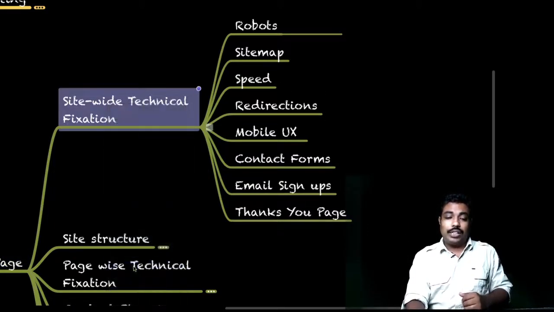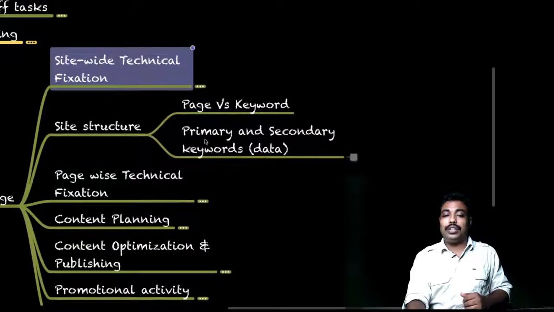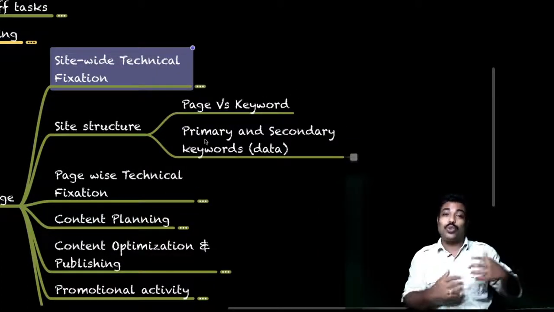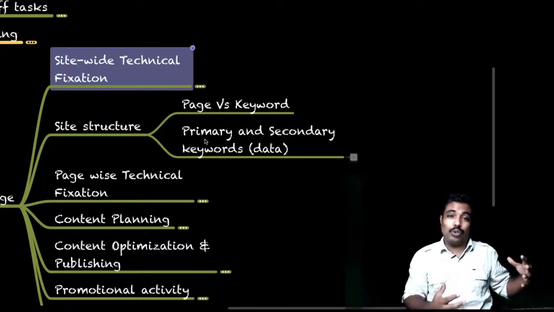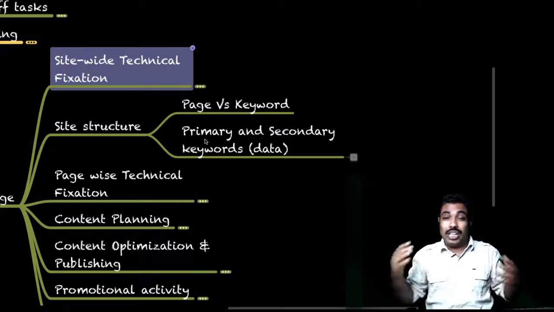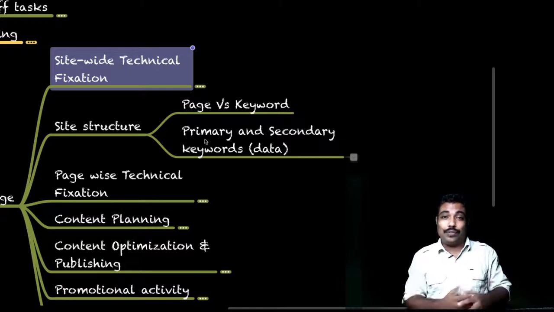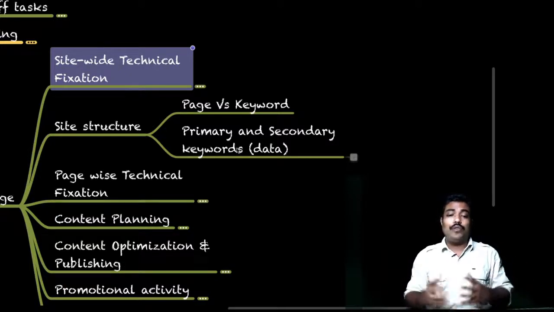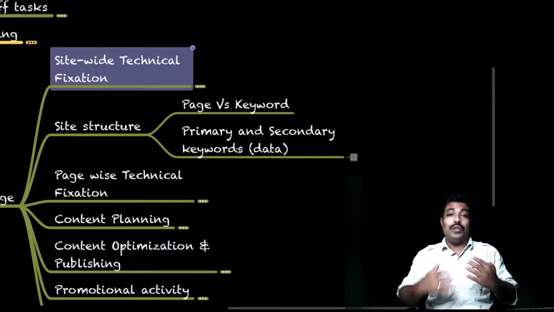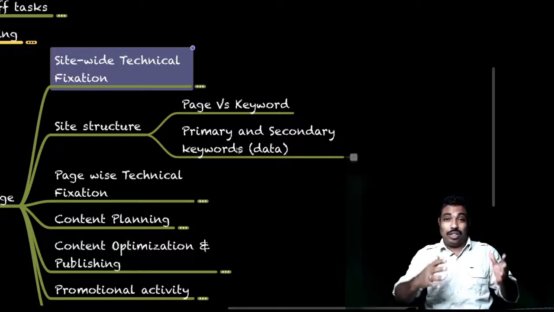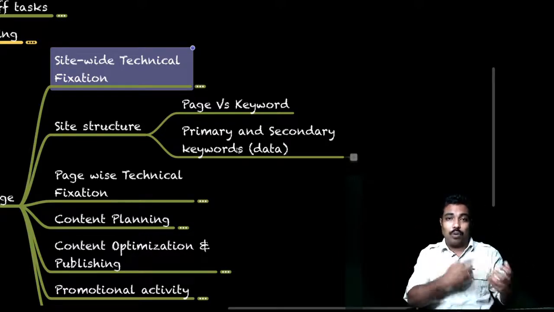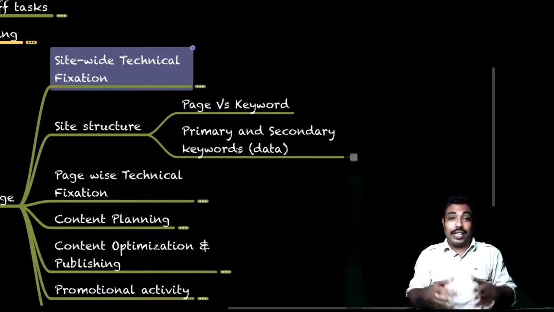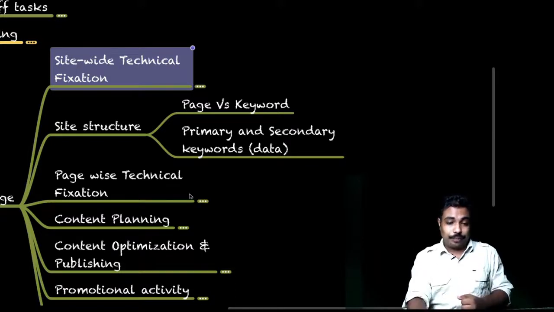That is the first. The second one is site structure basics. We look at pages versus keywords: whether the pages targeting keywords are properly optimized for those keywords, and whether there is any conflict from two pages targeting the same keyword. Then we focus on primary keywords versus secondary keywords. We look at the page-wise structure, which is what we mean by site structure: how properly the primary and secondary keywords are included on each page.